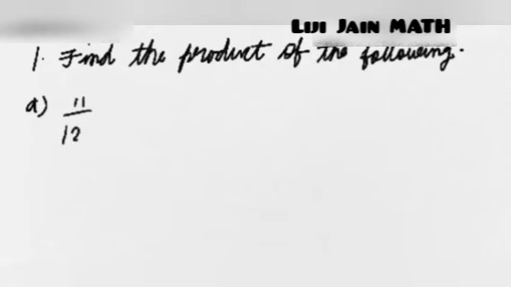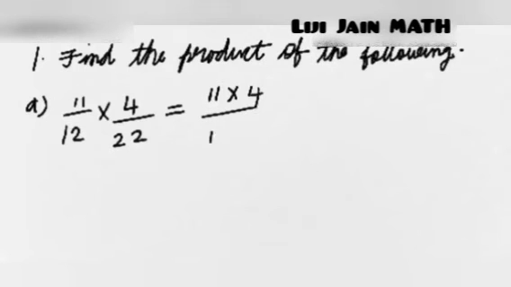11 by 12 into 4 by 22. How to do this? Yes, product of the numerators, isn't it? Which are the numerators here? 11 and 4 are the numerators. So product of the numerators means 11 into 4 by 12 into 22, isn't it?